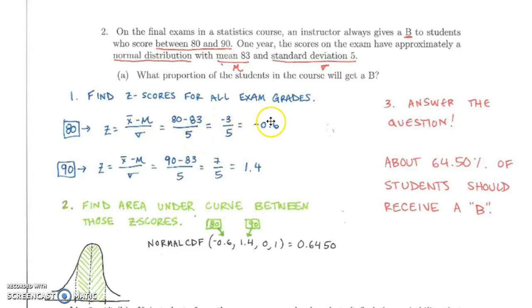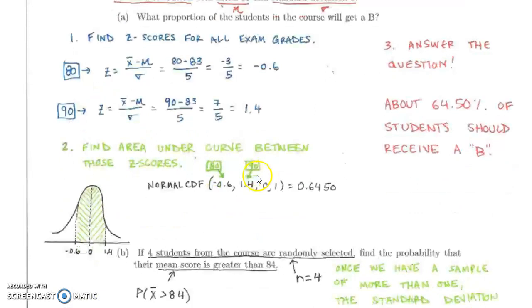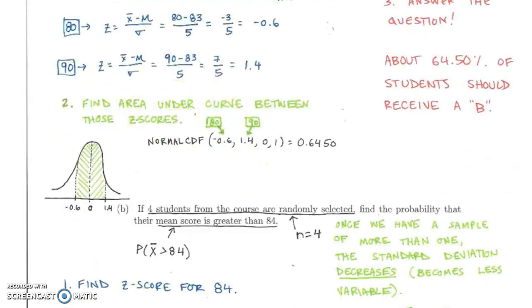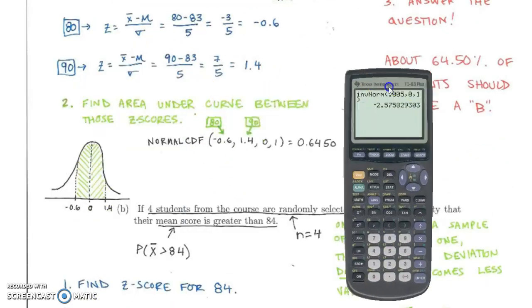So I should get negative 0.6. A 90 is farther away from 83 than an 80 is far away from 83. So it makes sense that this weirdness score, the z-score, is larger. I find the area under the curve between those z-scores by, yet again, using my trusty calculator.